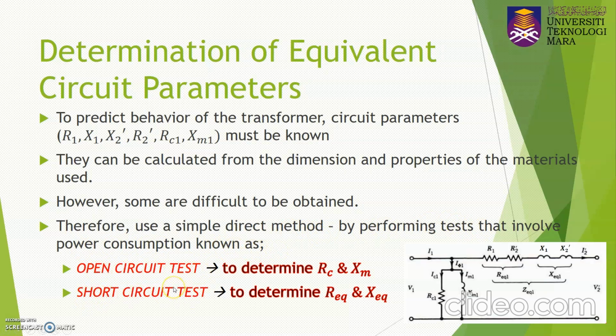Basically there are two different tests that we are going to perform in order to determine each of the circuit parameter values. The values of RC1 and XM1 can both be determined based on the open circuit test. Then the values of R equivalent and X equivalent, which include R1, R2 prime, X1 and X2 prime, can all be determined based on the short circuit test. Both of these tests we will see in detail in the following slides.